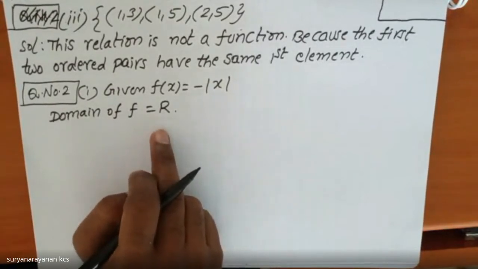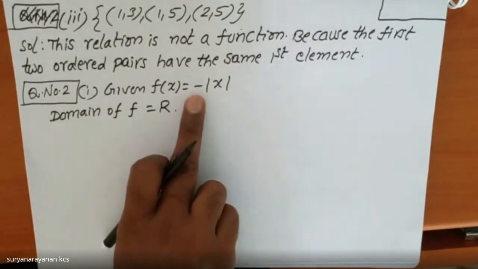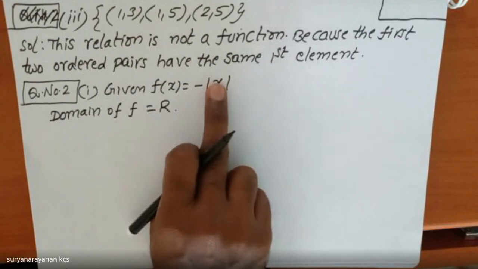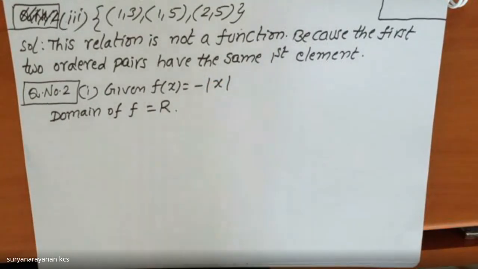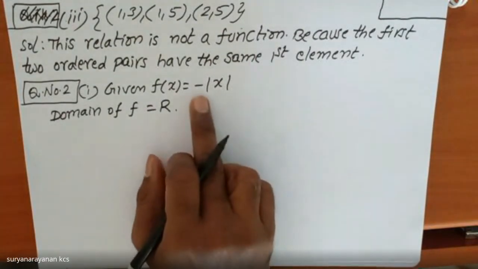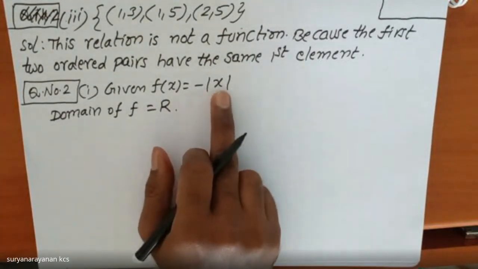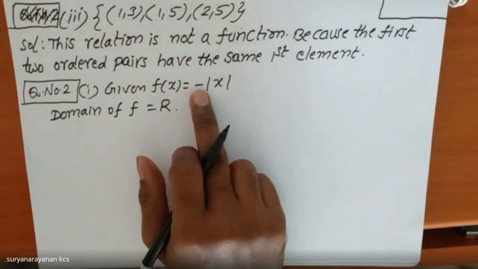Now we have to find the range of the real function. If you observe here, before this modulus of x, range means the values of the function. What is the nature of the values of the function? Minus modulus of x means every time you get a negative number only. All the function values are always negative real numbers. Yes or no?